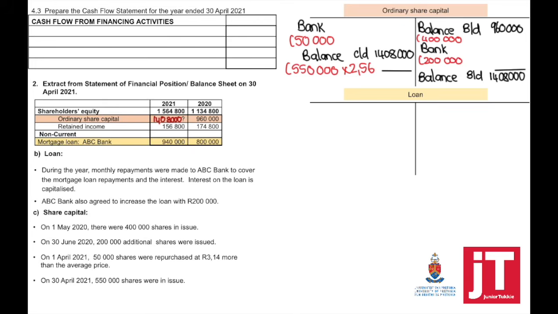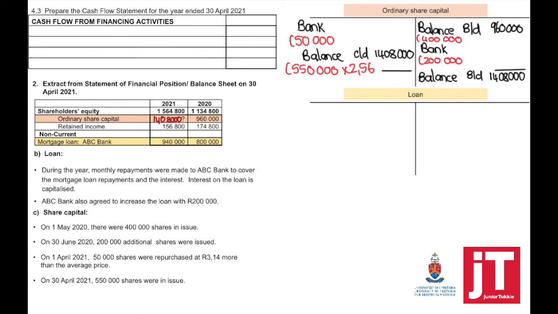If I look at the information, they said to us that on the 1st of May 2020, 400,000 shares were in issue. I'm just going to show my calculation in brackets. On the 30th of June 2020, 200,000 additional shares were issued. So they only provided us with the number of shares. They didn't provide us with the total amount or the price per share.